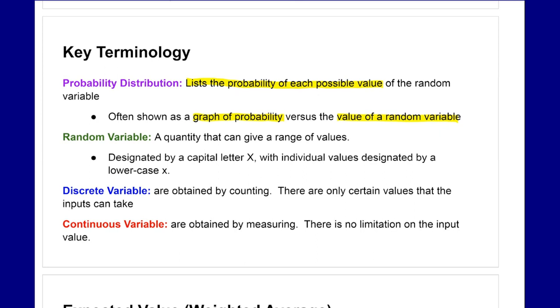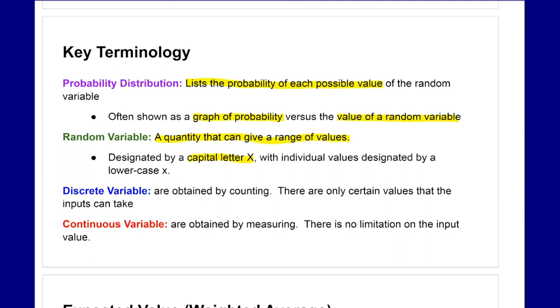Specifically, when we talk about random variables, the random variable is a quantity that can give a range of values. So it's going to be the range of possible values for our situation. Usually it's designated by a capital letter X, and the individual values, all the different possible values within that variable, are designated by a lowercase x. There are two types of random variables: discrete variable and continuous variable.